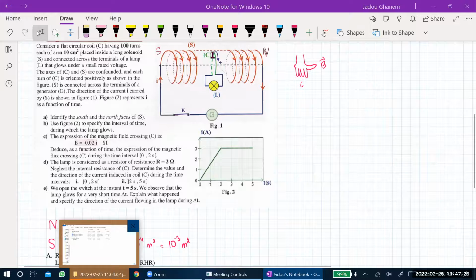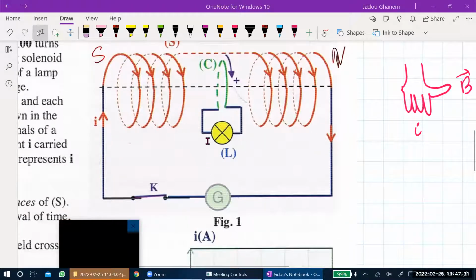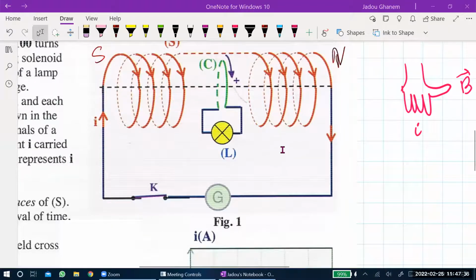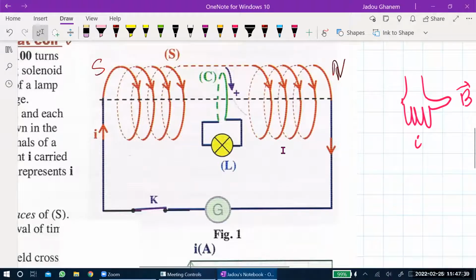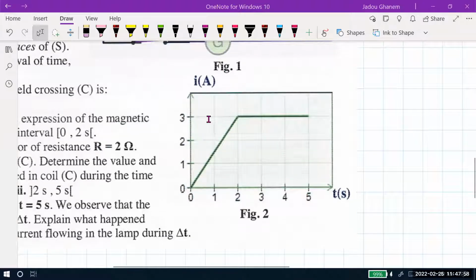Okay, if we take a look here on the screen. As you can see, the green flat coil is placed inside the red solenoid. So in this case, once the current starts flowing in the solenoid S, something will happen within this green coil. So we have to specify the time interval using this graph. Between what time interval will the lamp start glowing?